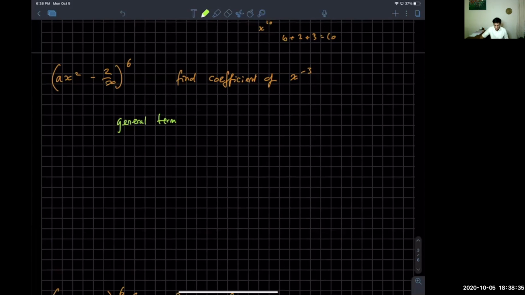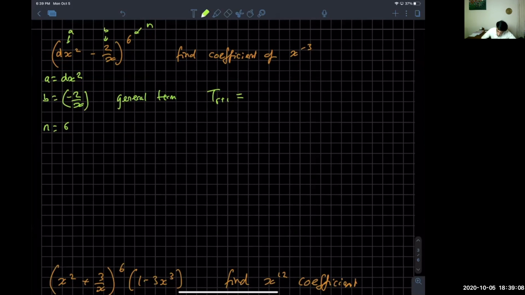So the general term, again, same formula: T to the power r plus 1. So r plus 1 equals 2. Let me change this coefficient to a better letter, D. Okay, all right. So let's define A is equal to dx squared, B is equal to negative 2 over x, and N is equal to 6. So this is A, this is B, and this is N.